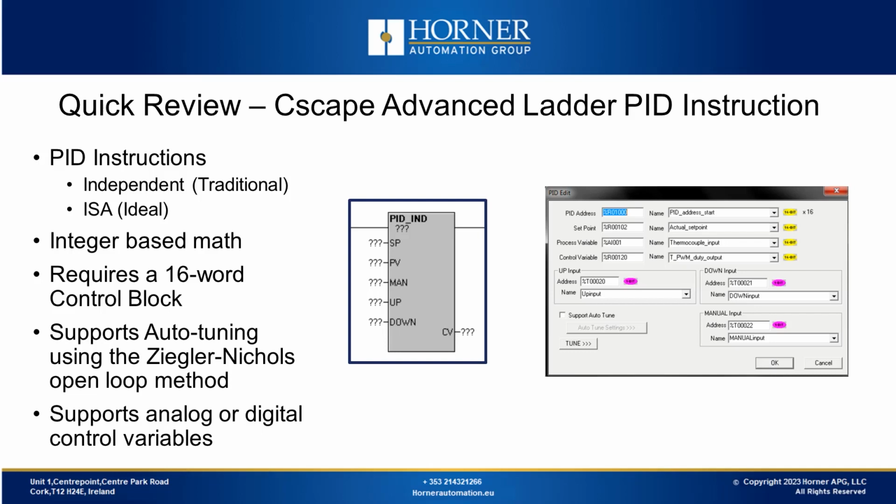If you opt for auto-tuning your process, you can choose either an independent or ISA loop with auto-tuning. When we auto-tune our PID loops, we use the Ziegler-Nichols open loop method, which is a commonly used algorithm for tuning PID loops automatically. We'll look at this in more detail later. Another feature of our PID instructions is their ability to support both digital and analog control variables. So whether you need to rapidly turn something on and off like a heater, digital control variable, or gradually adjust something like a proportional valve, analog control variable, our PID instructions can handle both scenarios.